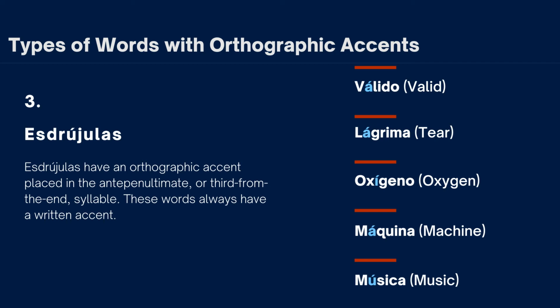Now, the third type of words with orthographic accents is esdrújulas. Esdrújulas have an orthographic accent placed in the antepenultimate syllable or third from the end syllable. These words always have a written accent. Okay, so these are some examples. Válido, valid. Lágrima, tear. Oxígeno, oxygen. Máquina, machine. Música, music. All right, so these were some examples of esdrújulas.